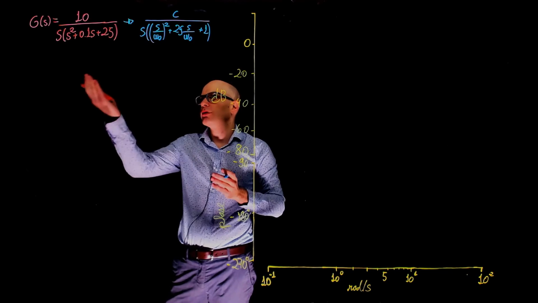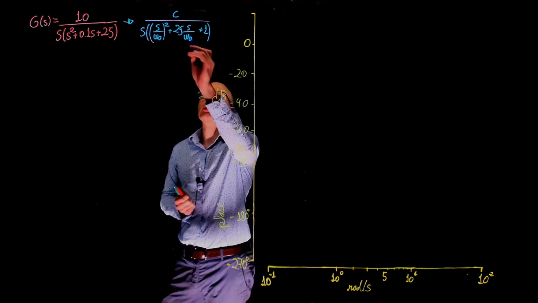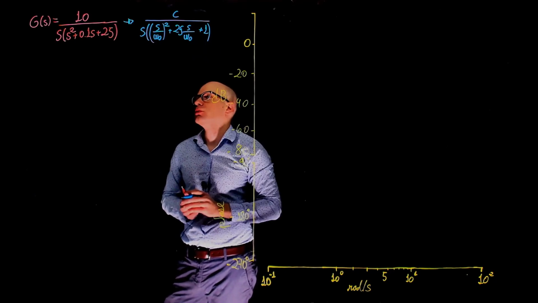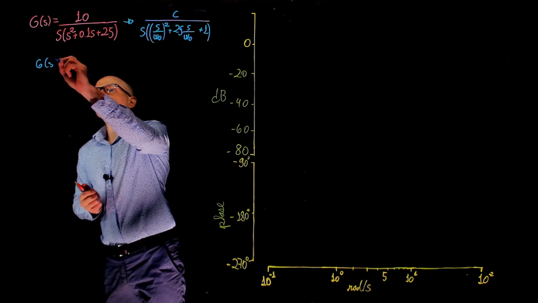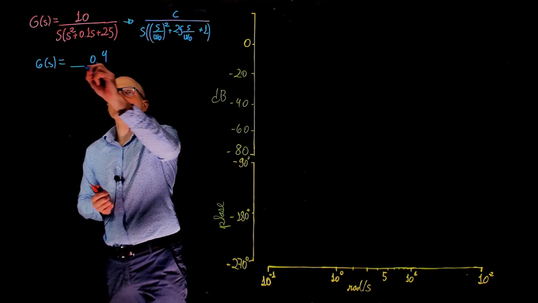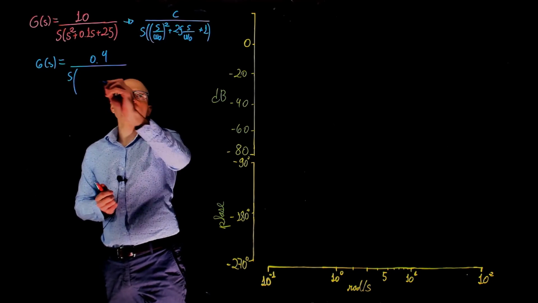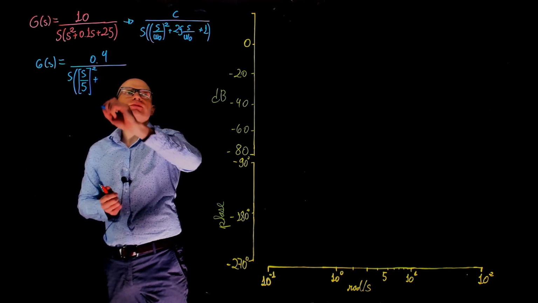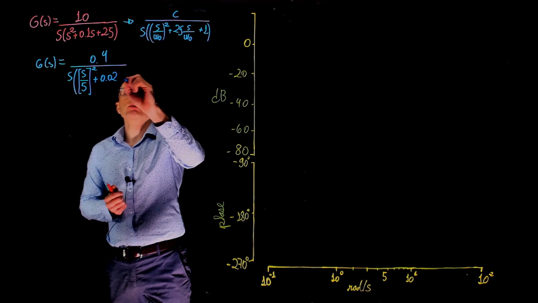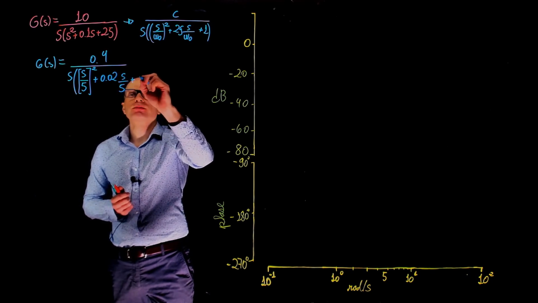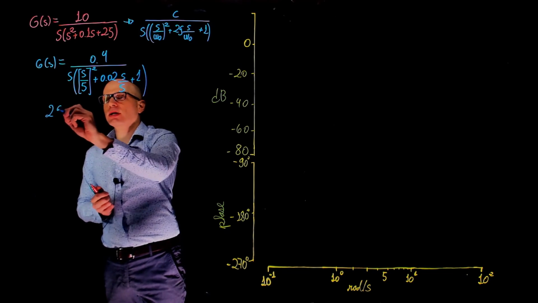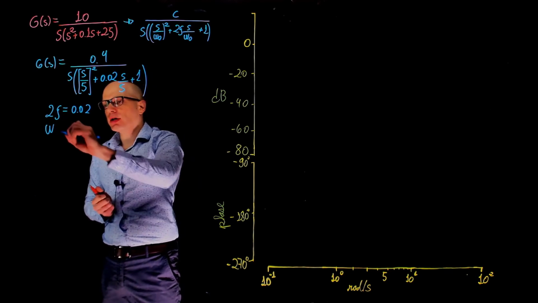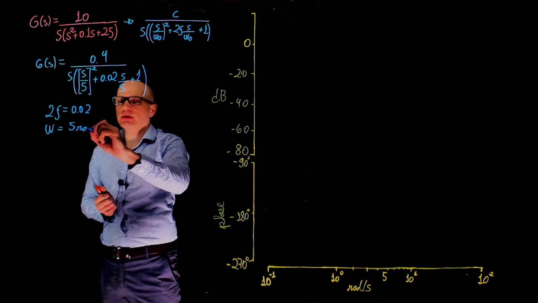This is very simple. We simply divide the entire denominator and the numerator by 25 and then rearrange to have s over 5 in this part of the transfer function. So this gives g of s as 0.4 over s times (s over 5) squared plus 0.02 times s over 5 plus 1. So here we have 2 zeta equals 0.05. This is the damping ratio, 0.01. And we have the cutoff frequency at 5 radians per second.